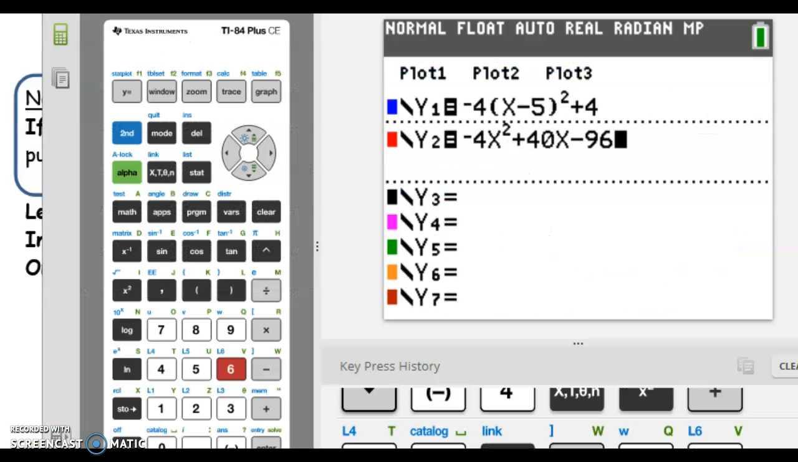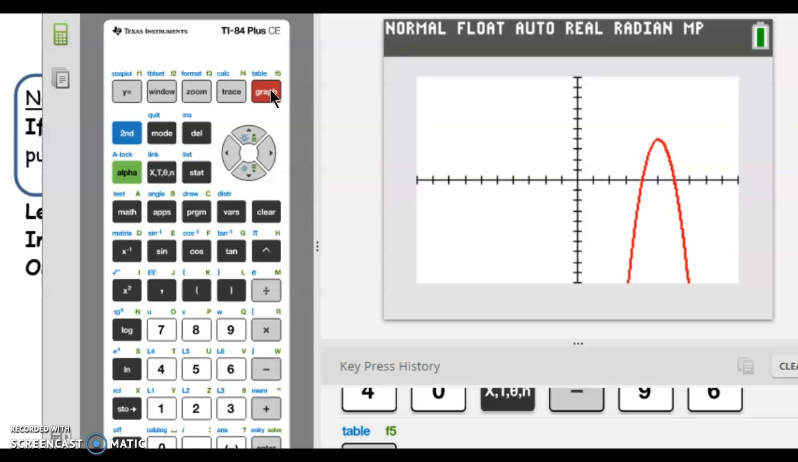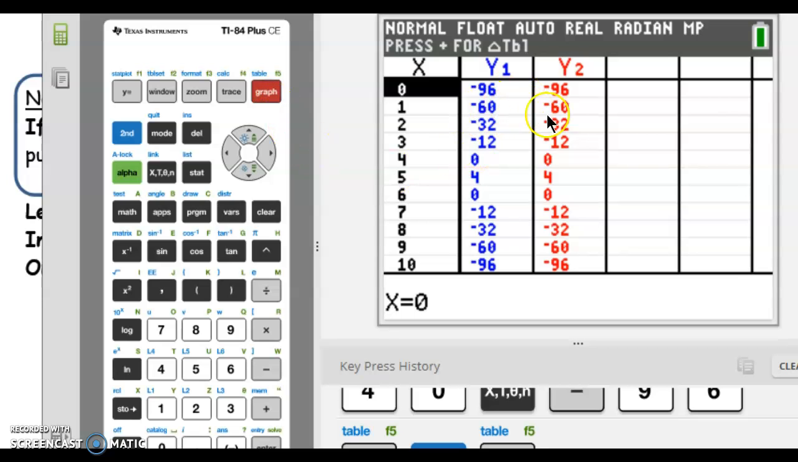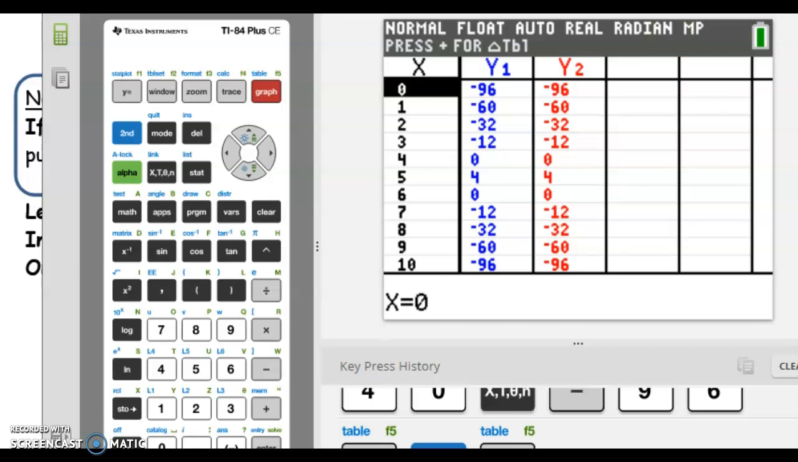I've typed the vertex form into y1 and the standard form of the equation into y2 using my y equals. Now, if we go ahead and press graph, there's the parabola. It was blue, then it was red, but it's identical. And if you use second graph to get to the table, you'll see, sure enough, all those y values match. Those two equations are mathematically equivalent.